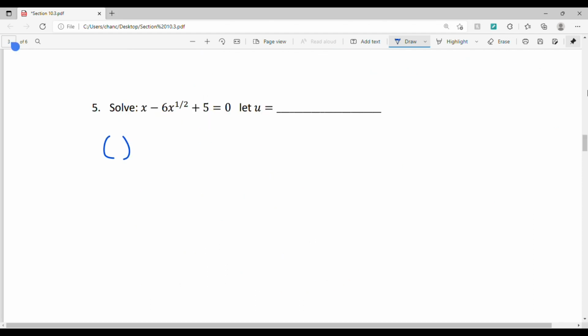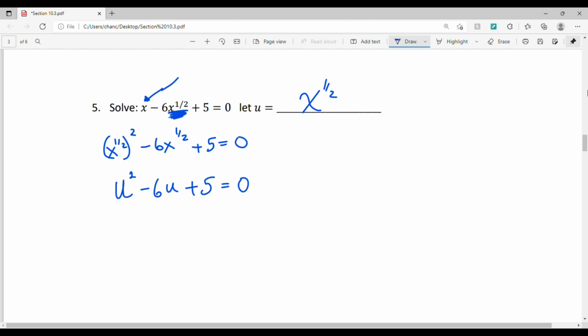Example 5, again, we'll have to make a guess what our u is going to be. And as I said earlier, the tip is to look at the middle term. If you put an x to the 1/2 inside here, 1/2 squared does give you just x. So that matches with the original equation. So I'm going to let x to the 1/2 be my letter u. So this translates into u squared minus 6u plus 5 equals 0.